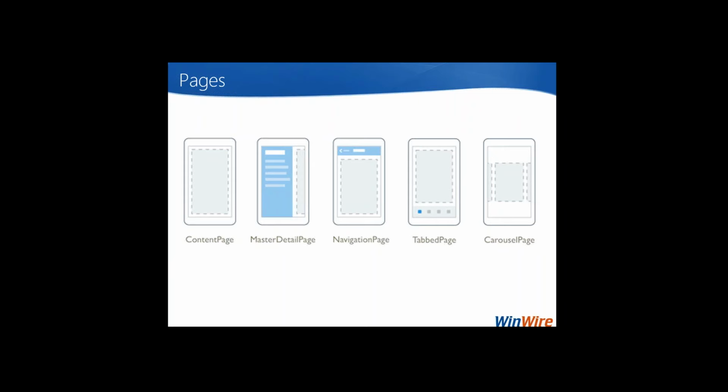Then there is a navigation page. This one manages the navigation and uses a stack of pages to go forward and backward. Then there is the tab page. This allows you to put different tabs, and selecting each tab changes the content in the top part. Lastly, there is a carousel page, which is similar to a gallery that you can use to show slides, and then you can move backward and forward using this carousel page.